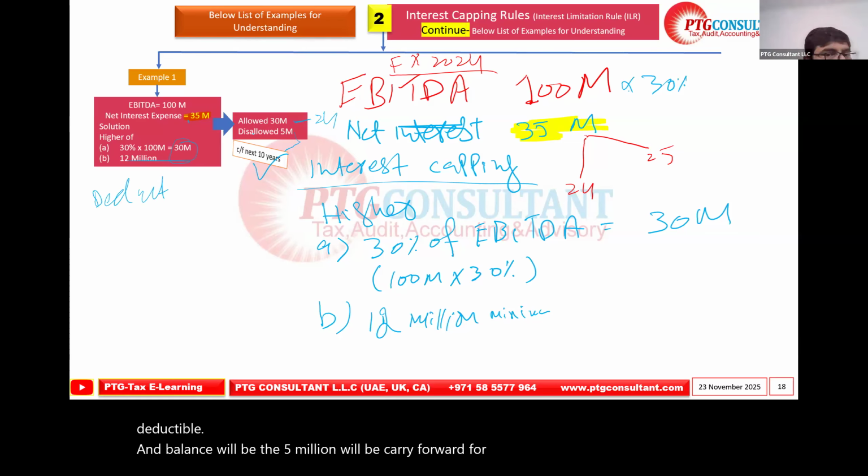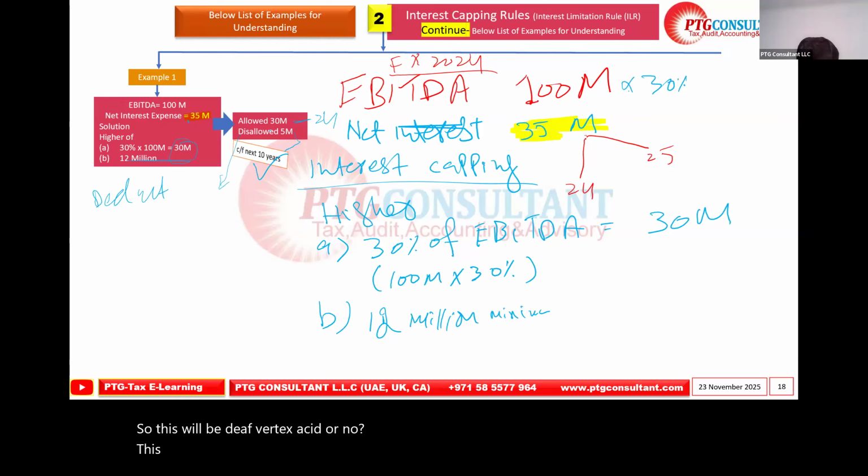So will this be a deferred tax asset or not? Will this 5 million give you a deferred tax asset or not?